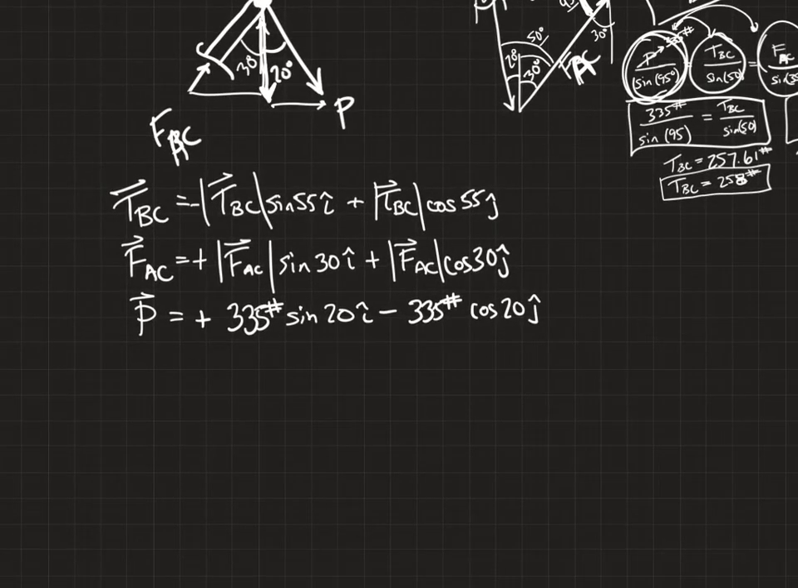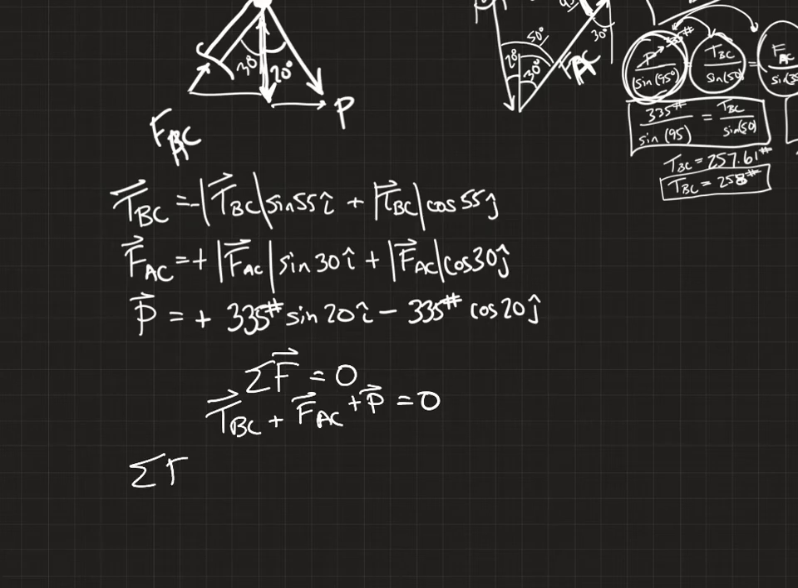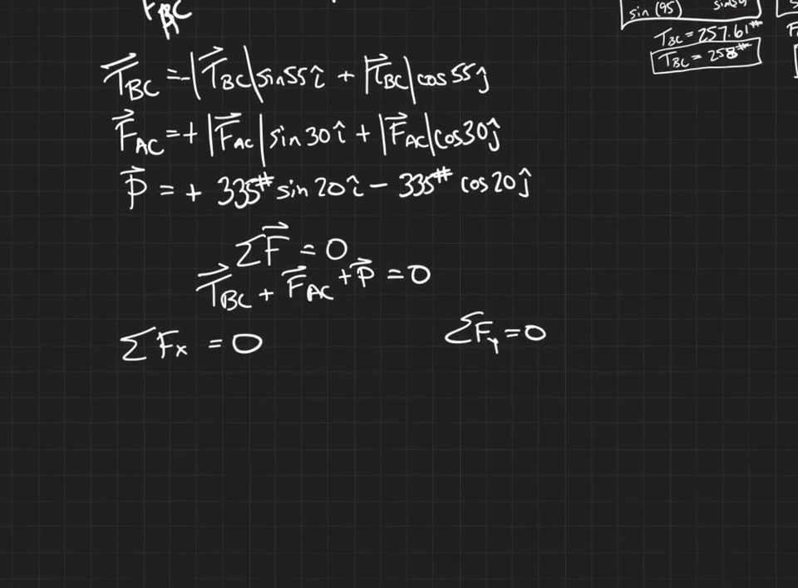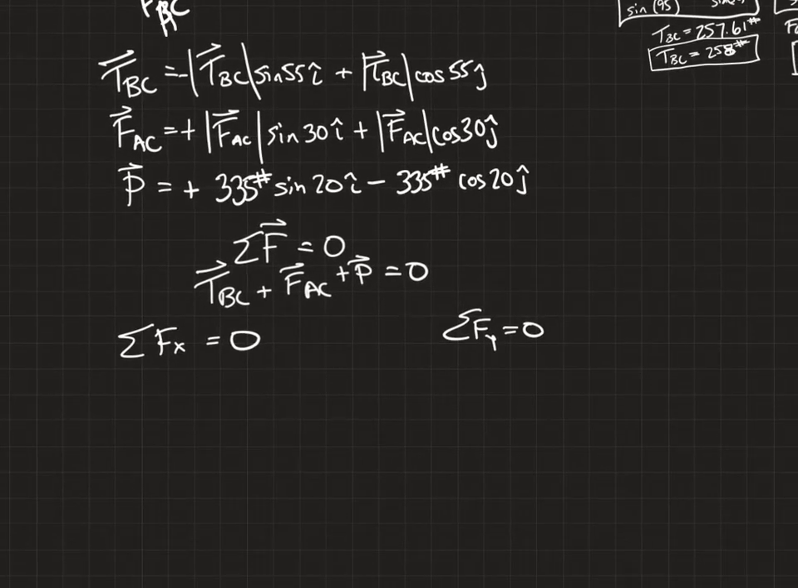Okay, so what I can say is the sum of the forces equals 0, which means TBC plus FAC plus P equals 0, and I can go in directions. So sum of the forces in the x equals 0, sum of the forces in the y equals 0, if I assume that this is x and this is y. Okay, so that means that, and I'm going to use a calculator here so I don't have to write down the sine of 55 and cosine of 30 and so on. I'm just going to go ahead and start plugging some numbers in here.